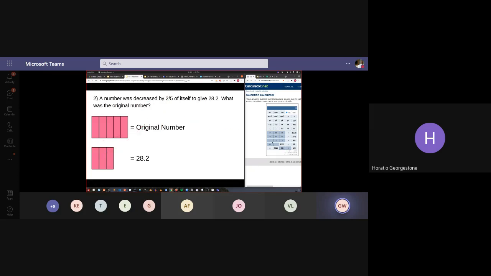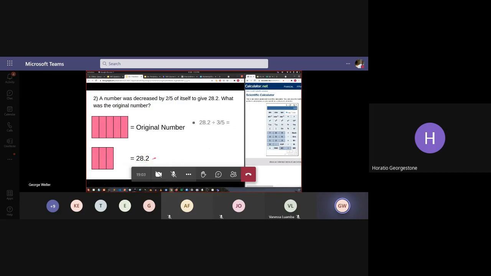So you may well be able to do that in your head. If you can't, then just come over to your calculator. We want 1 of the original number minus 2/5. We don't actually need brackets, but I've started putting them in now. Your calculator will probably say 3/5, or it might say 0.6. It doesn't really matter. We can use either.